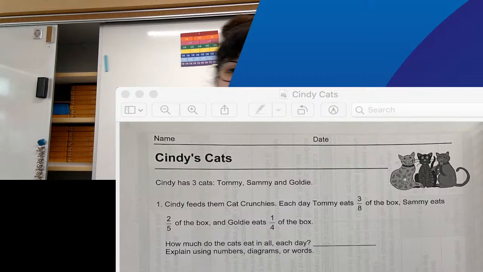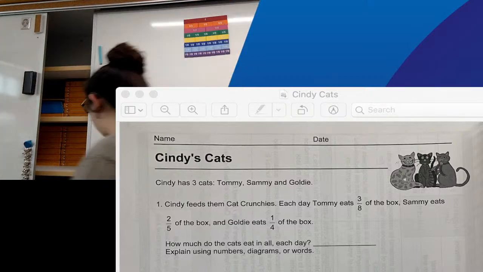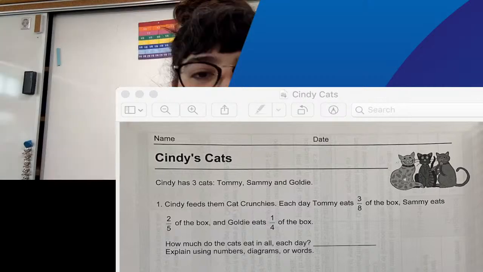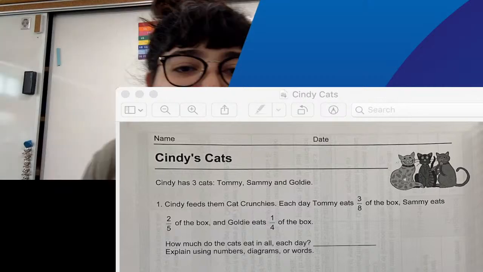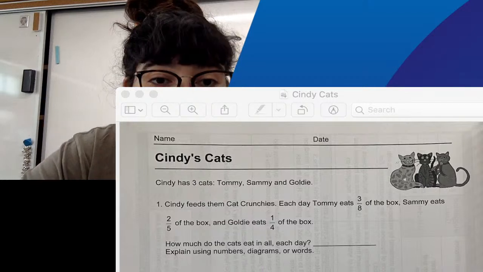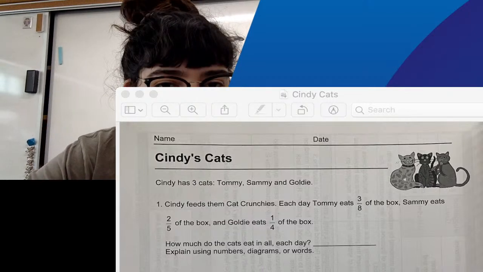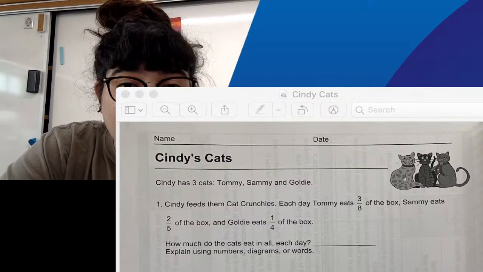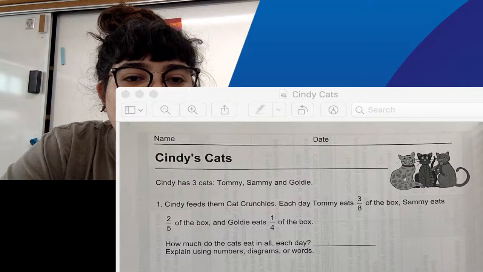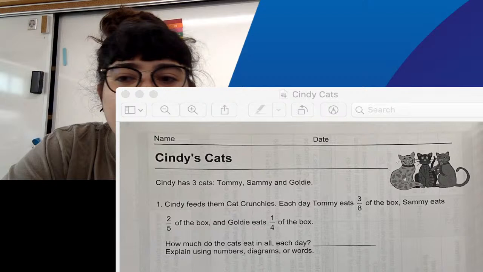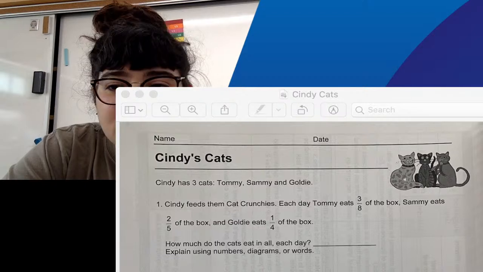So take a moment to write this down on your page. I'm also going to take some notes, and we're going to get ready. The first thing I want to note is each of the cats are eating a certain amount. So let's read through this. Cindy feeds them cat crunchies. Each day, Tommy eats 3/8 of the box. Sammy eats 2/5 of the box. And Goldie eats 1/4 of the box.